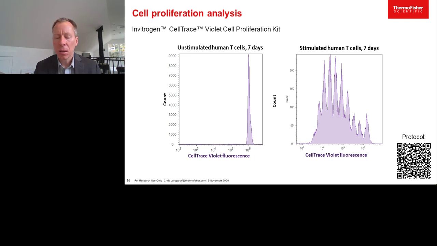And I've included a QR code here. If you hold your phone in front of it, it will take you directly to a good protocol for using CellTrace Violet to study expanded T cells.